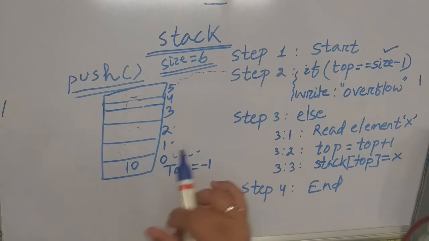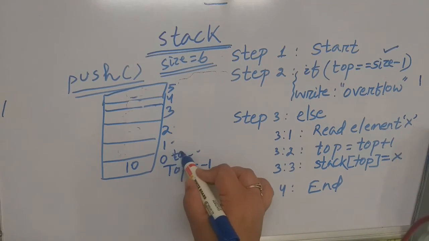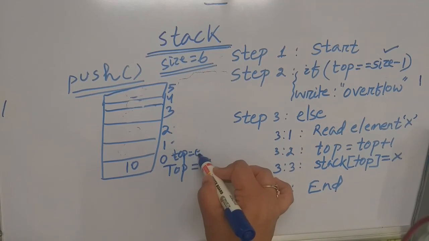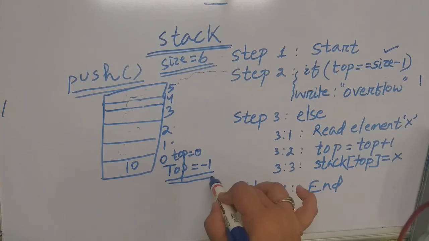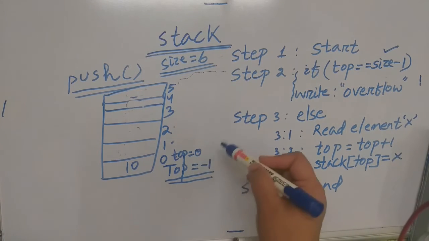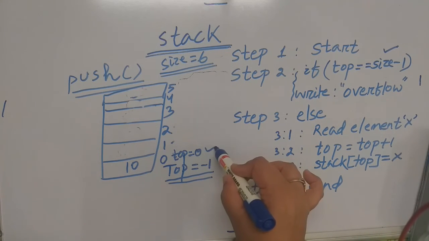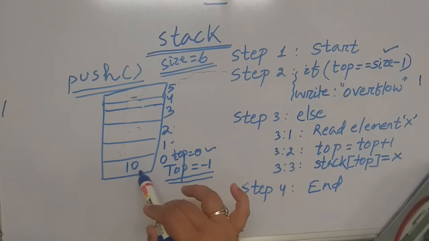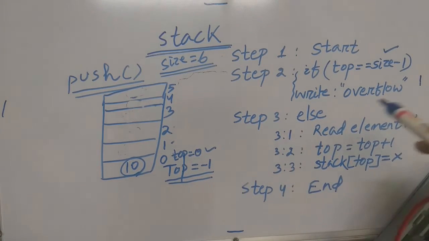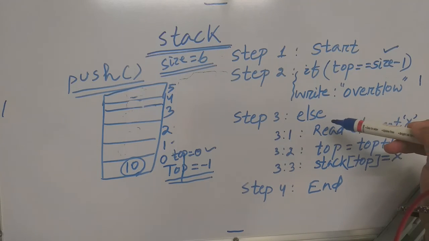If any one element is there, that means the top position is now 0, because previously the top is initialized with -1. After insertion the top value is incremented. So this condition is not satisfied whenever only one element is there.